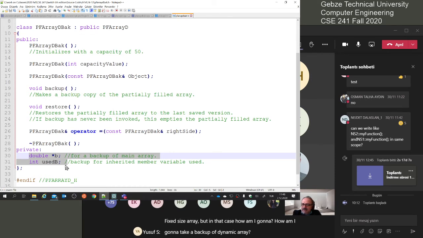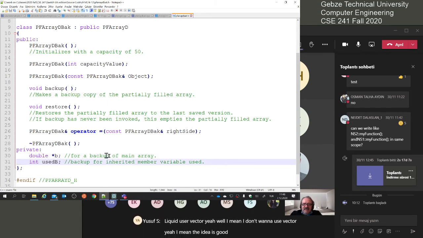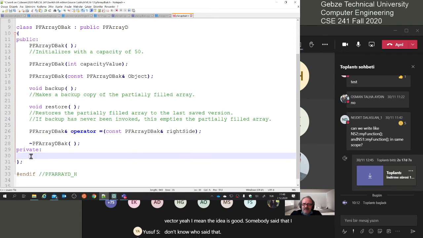We can use vectors. We could use a vector. Yeah, well, I mean, I don't want to use a vector. Yeah, I mean, the idea is good. Somebody said that. I don't know who said that. Somebody is telling me, why don't we use a vector here?